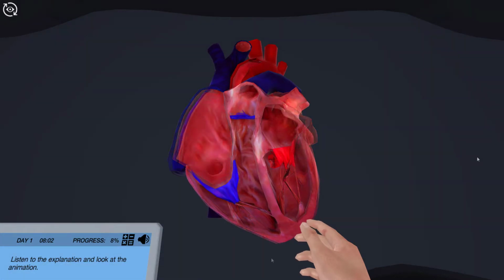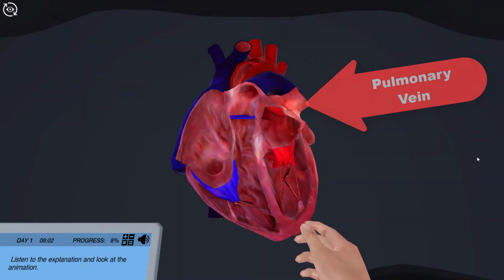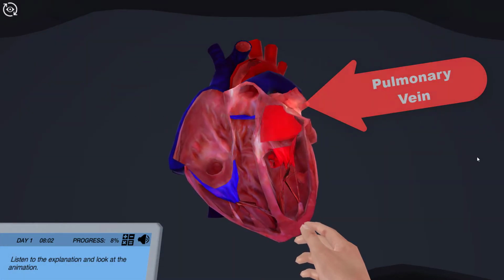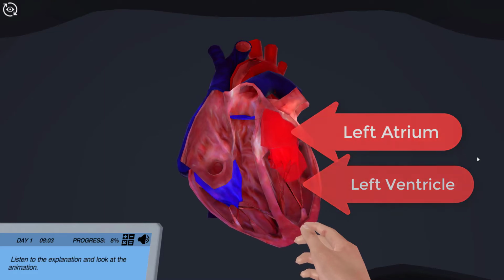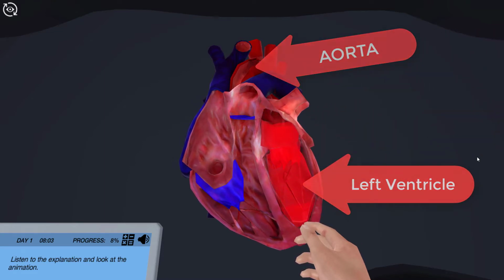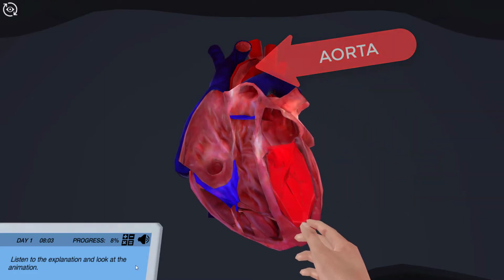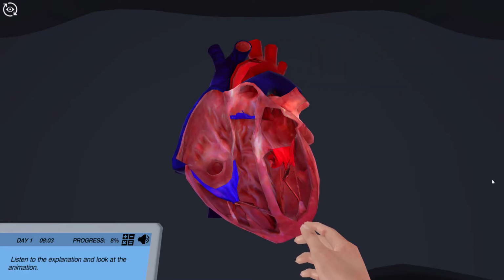On the other side of the heart, oxygenated blood comes into the heart through the pulmonary vein and follows a similar route to the blood at the right side of the heart. Blood goes from the left atrium to the left ventricle, and then to the aorta, which distributes oxygenated blood to the rest of the body. Let's see the movement of the heart all at once.